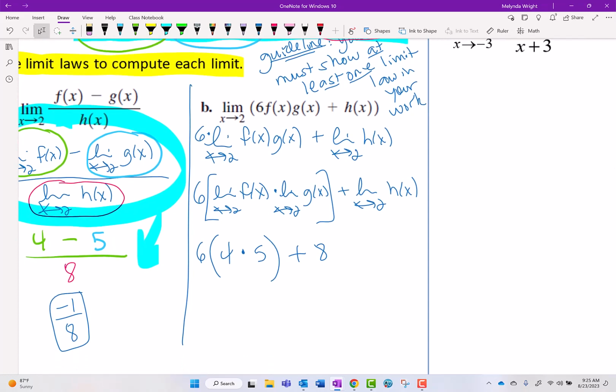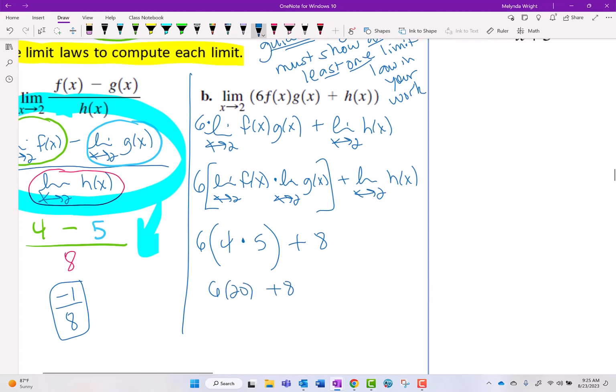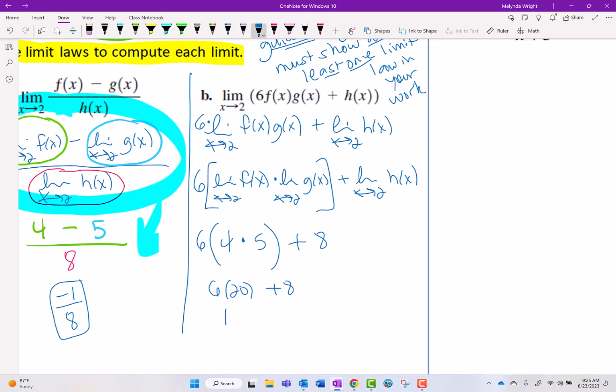So we've got, let's see, 4 times 5 is 20. So we've got 6 times 20 plus 8. Or what is that? 120 plus 8 or 128.